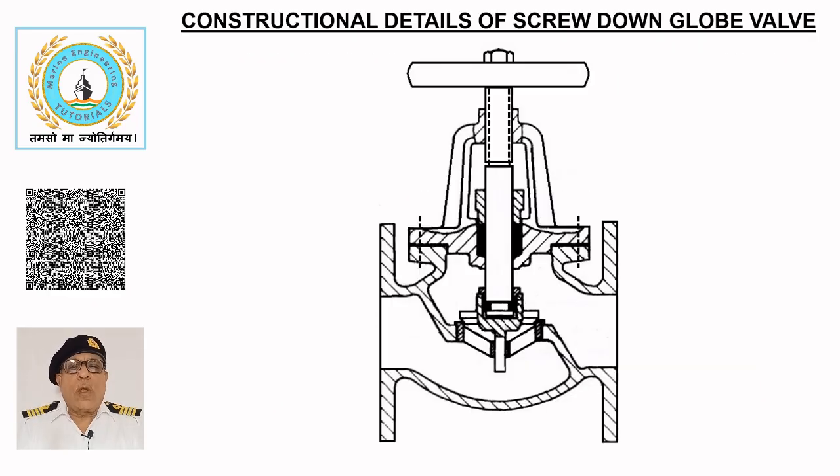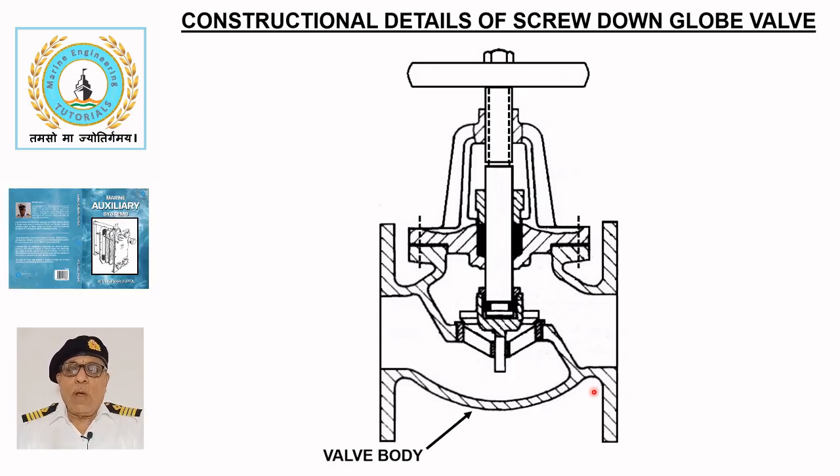Constructional details of screw down globe valve. A globe valve is used to regulate flow by throttling the pressure. The sketch shows the constructional details of a globe valve in order of its assembly. Globe valves are easily identified by their spherical body, usually made of cast steel. The valve body has two built-in flanges on the sides for connecting to the pipes and one on top for mounting the operating mechanism.